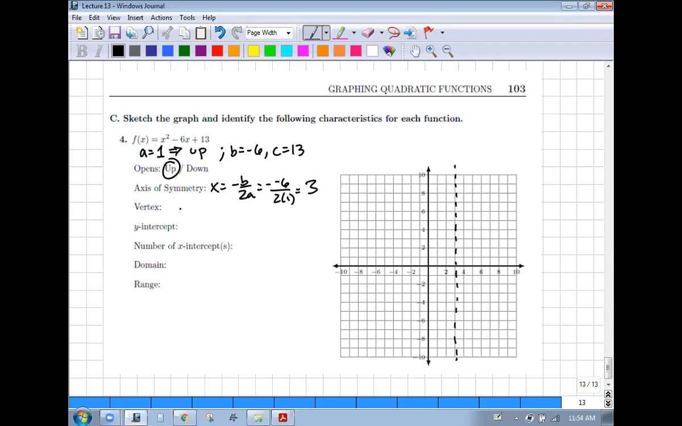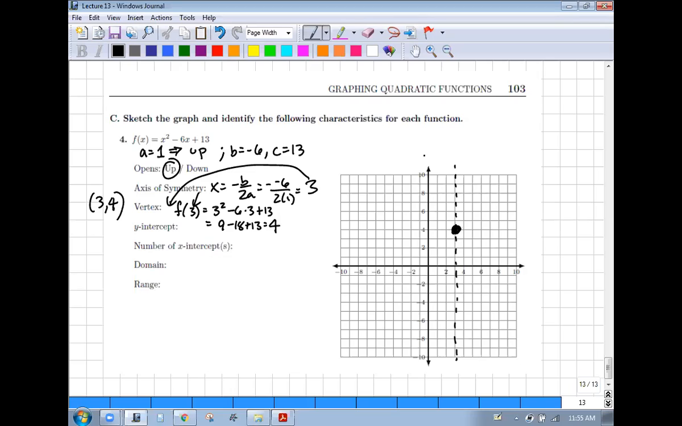To find out where it is, we take this number and we plug it into our function. So we get 3 squared minus 6 times 3 plus 13, which is 9 minus 18 plus 13. So that would be 4. All right. So our vertex is at 3, 4. 3, 4 input, output. So we go up to 4. So boom, there's our vertex.